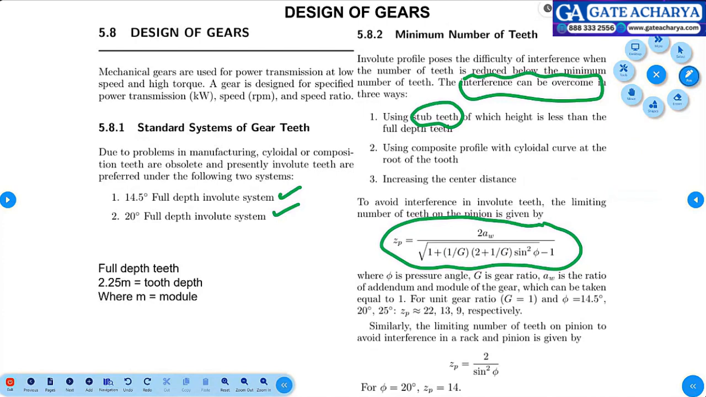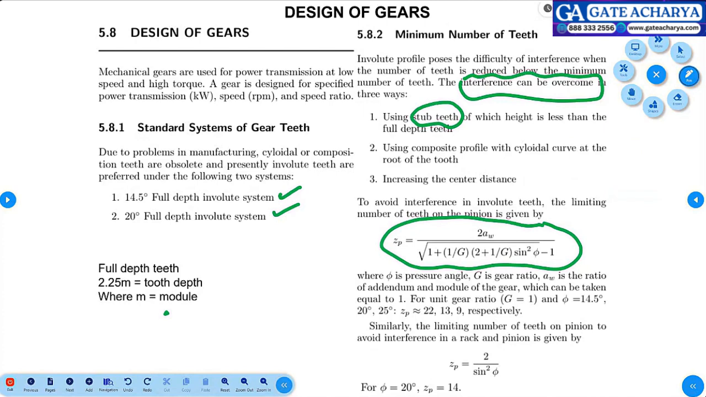What is the depth of the full teeth? We say that it is 2.25 times the module. If you do this, there is a possibility of interference. What will happen is pinion teeth will get cut off by the driver or the wheel.